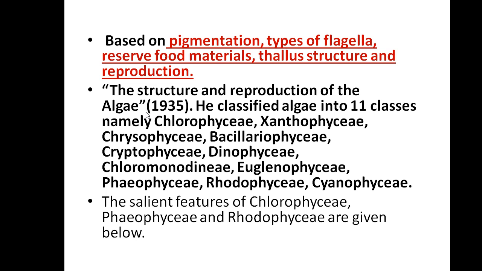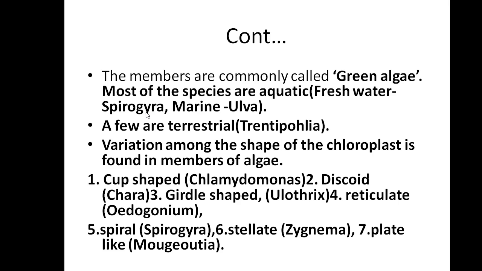The salient features of Chlorophyceae, Phaeophyceae and Rhodophyceae have been given in detail. So I am going to explain about the Chlorophyceae. The members are commonly called green algae. Most of the species are aquatic, that is freshwater, for example Spirogyra, or marine. A few are terrestrial. Variation in the shape of the chloroplast is found in this group of algae. Chlorophyceae is a group of algae with chloroplasts that differ among the different algae in the same family.